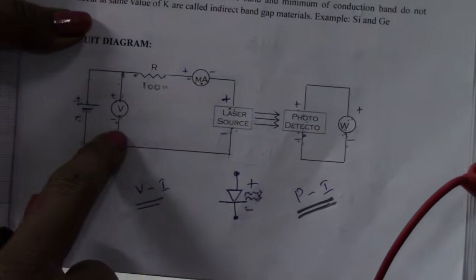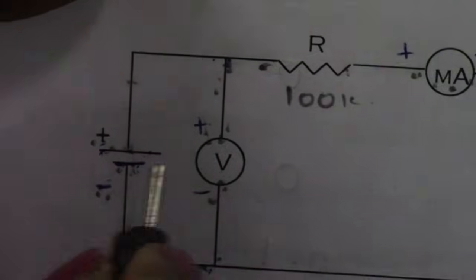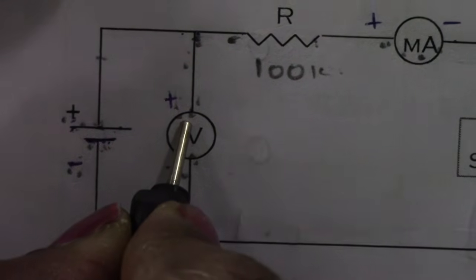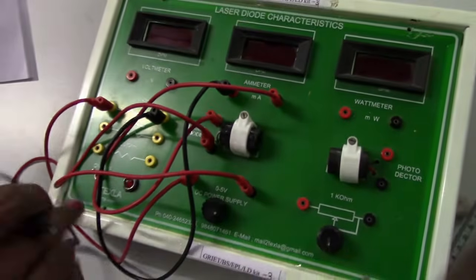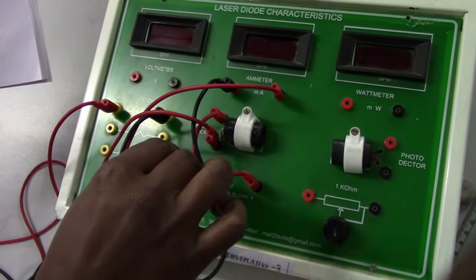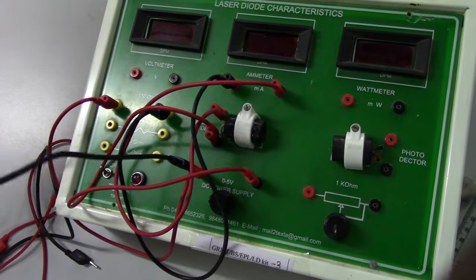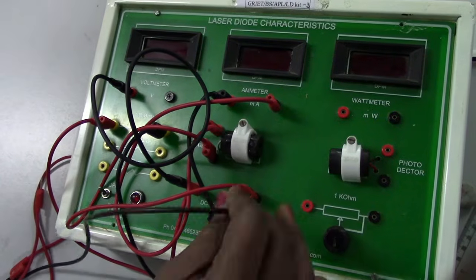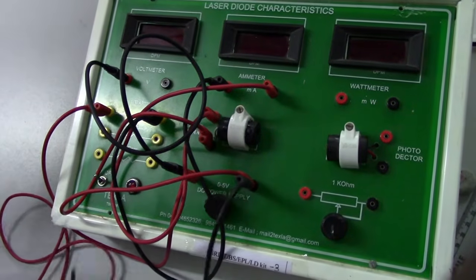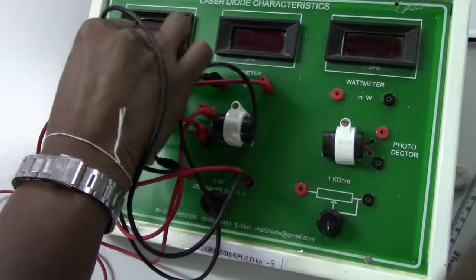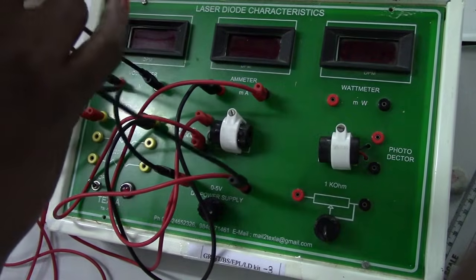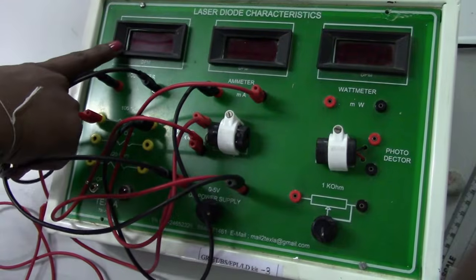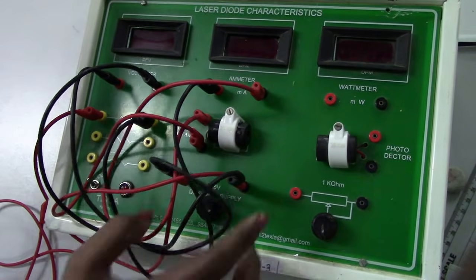Now let us see this parallel connection. For this, we need to connect the positive terminal of the battery to the positive terminal of the digital voltmeter. This is our digital voltmeter and this is our battery. Again, on this DC battery eliminator, positive goes to positive of the voltmeter and negative of the DC battery eliminator to negative of the voltmeter. This is called our parallel connection. The parallel is between the digital voltmeter and the DC battery eliminator.